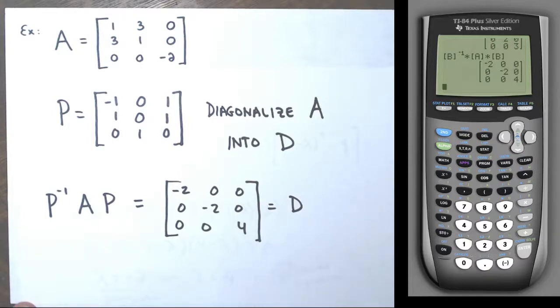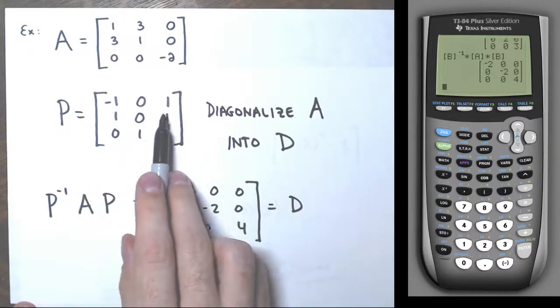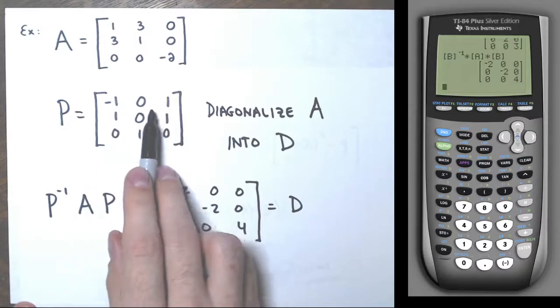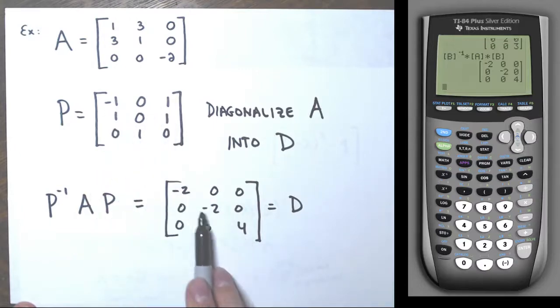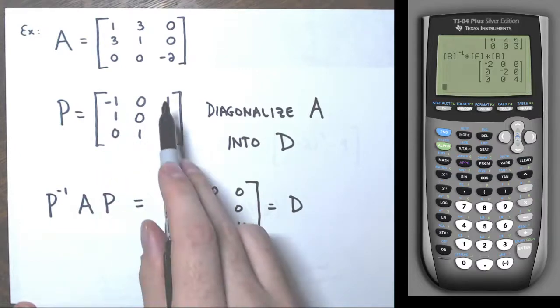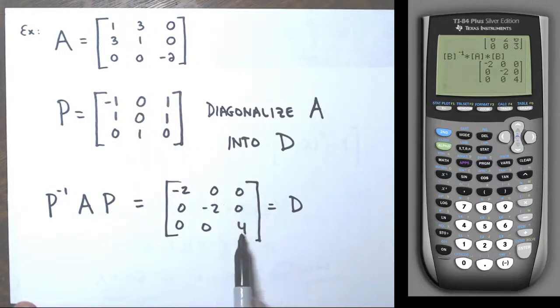Wonderful. And like I said, if you were to just change the order of these columns in P, you would just change the order that these values came in. So if I put 1, 1, 0 in the middle, then 4 would be in the second row, second column instead, and -2 would be in the third row, third column.